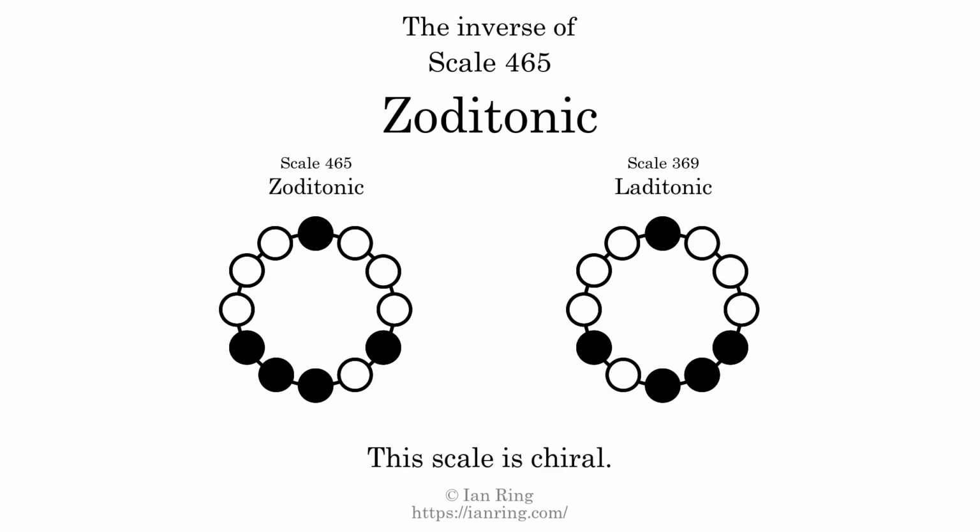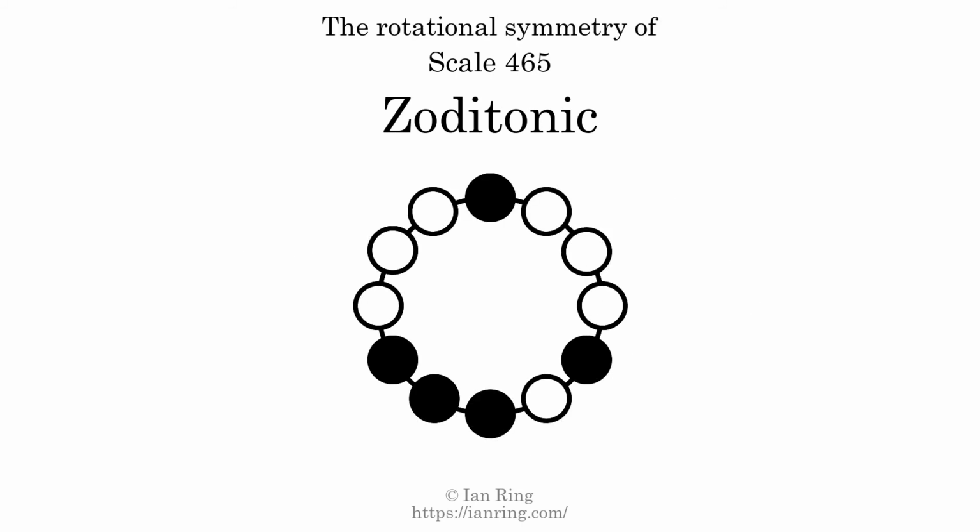The inverse of a scale is a mirror image. It is what you get when the sequence of intervals is reversed. The inverse of this scale is scale 369, also known as Zoditonic. This scale is chiral. It cannot transform into its inverse by rotational transformation. This scale has no rotational symmetry.